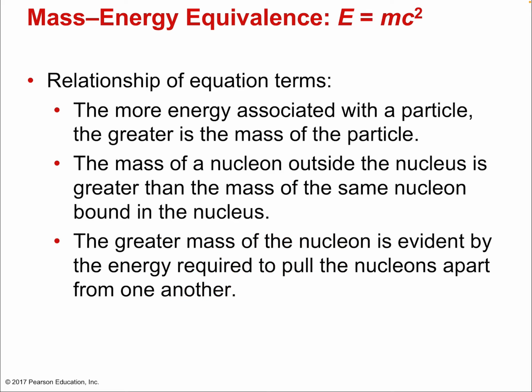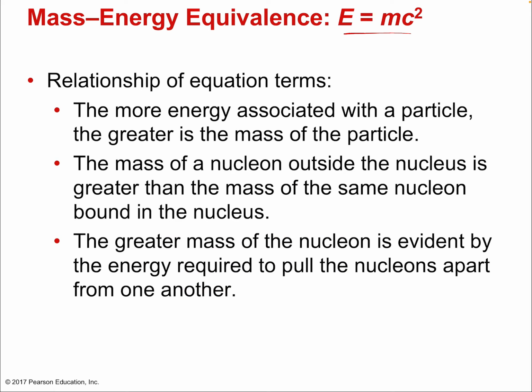So the relationship of the equation terms, for E equals mc squared: the more energy associated with a particle, the greater is the mass of the particle. The mass of a nucleon outside the nucleus is greater than the mass of the same nucleon bound in the nucleus. So the greater mass of the nucleon is evident by the energy required to pull the nucleons apart from one another.